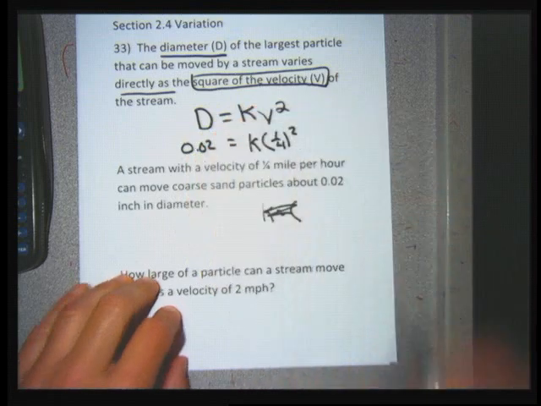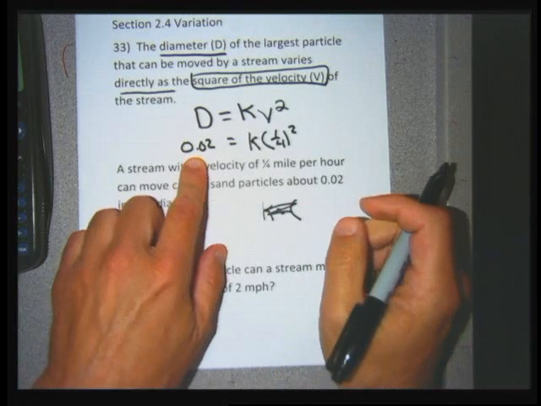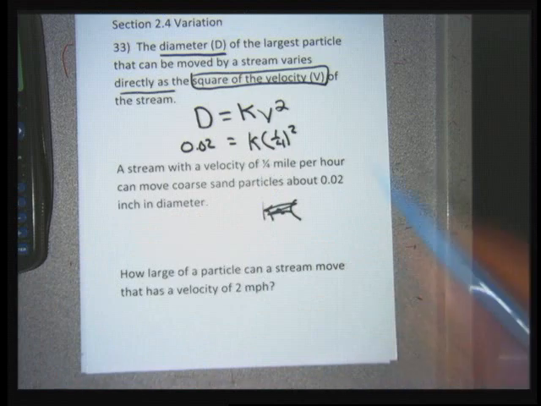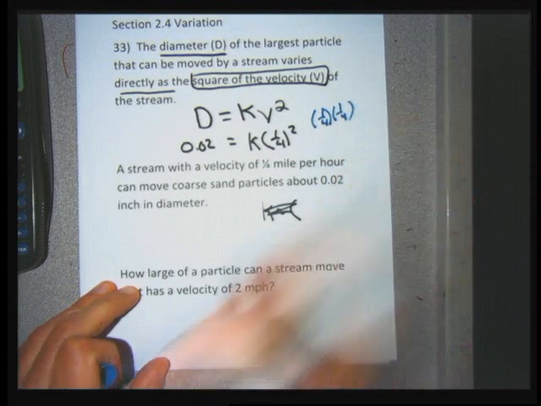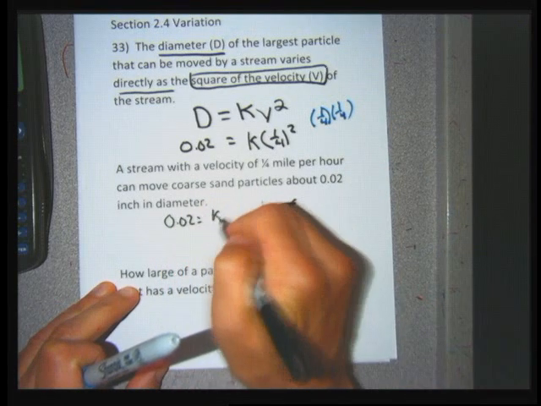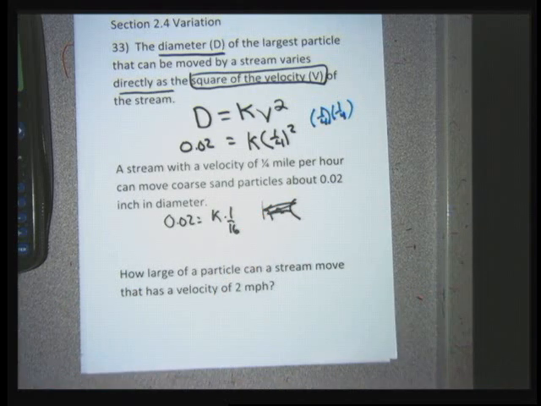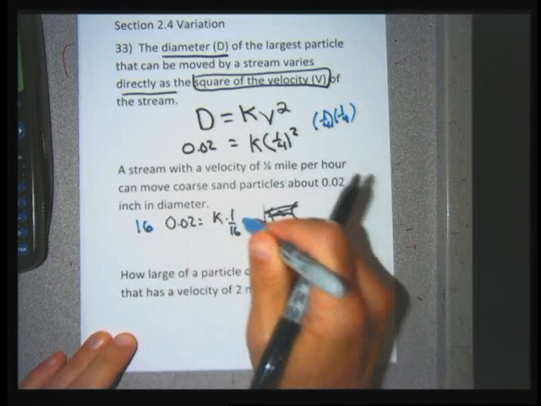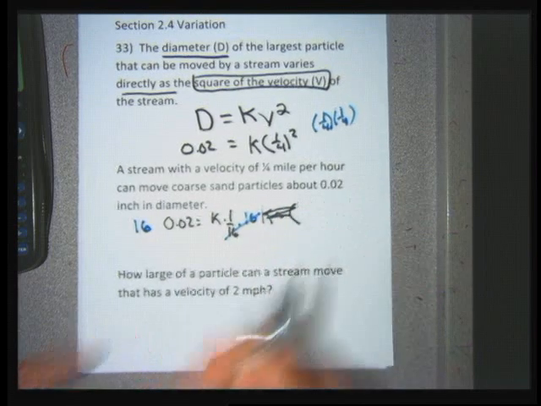So the algebra that's going to be done in problem 33 is 0.02 for the diameter equals k times 1/4 squared. 1/4 squared is 1/4 times 1/4, which is 1/16. So I get 0.02 equals k times 1/16. I'm going to multiply both sides by 16. If I multiply the left side by 16, I'll need my calculator. If I multiply the right side by 16, the 16s are going to cancel. I'm going to get k times 1, which is k.